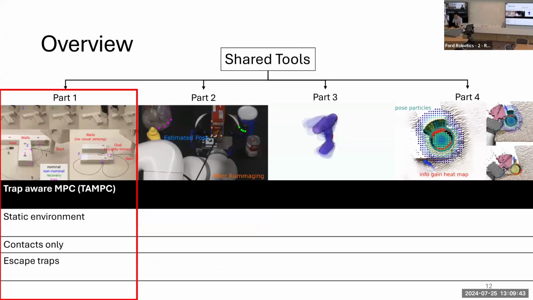So the first part in the thesis that I'll present is trap-aware MPC. This is a hierarchical controller that detects and escapes traps. And in the interest of time, I will only briefly describe what it does while showing results.